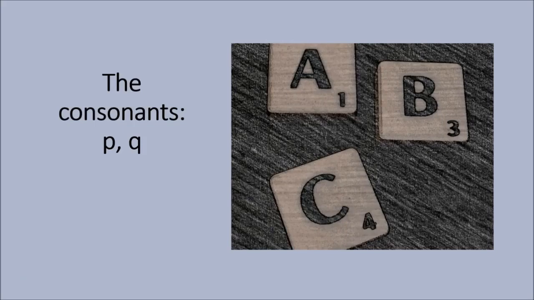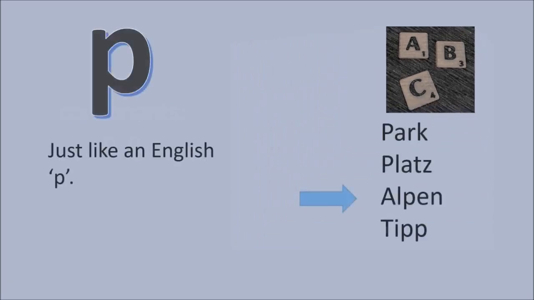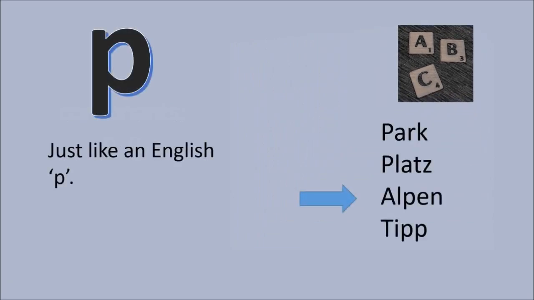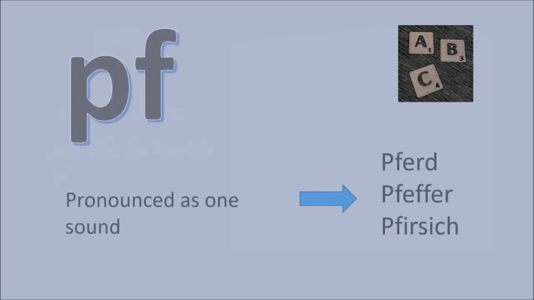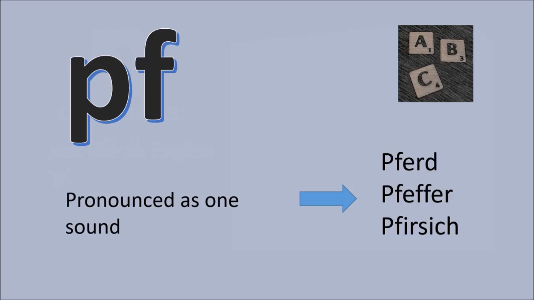Now let's have a look at the consonants P and Q. P on its own is just like the English P. Park, Platz, Alpen, Tipp. More tricky when you have a combination with P. PF. That's pronounced as one sound. So it's not Pferd, it's Pferd. So it's an F with a slight P in front of it. Pferd. Pfeffer. Pfirsich.